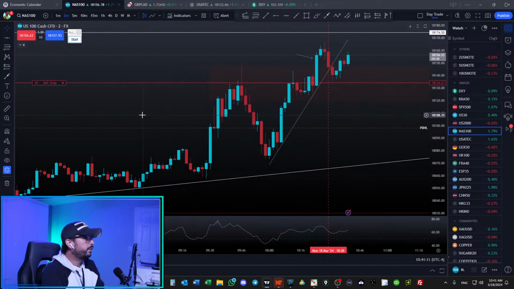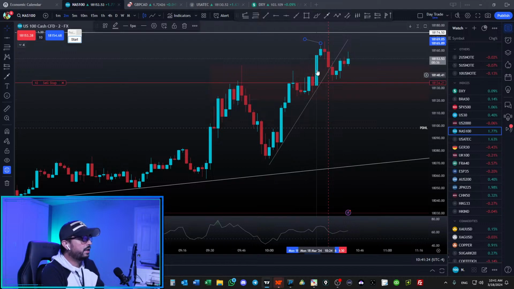Looking to not do that NAS trade, because as long as it doesn't take this high, I'm going to stay here on the short side. If it takes this high, then I'm out. I'm not going to get in.